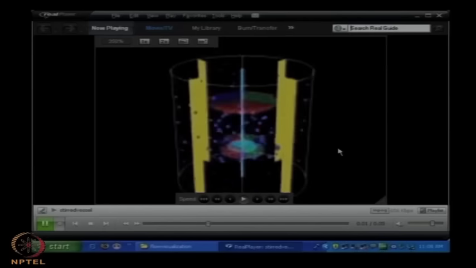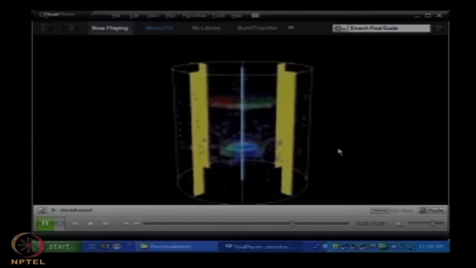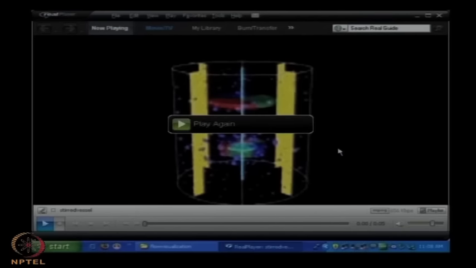This is a numerically or computationally simulated flow with the help of synthetic particles. These are not really particles in the physical sense, but the entire flow is simulated in a computer to have this kind of visualization.